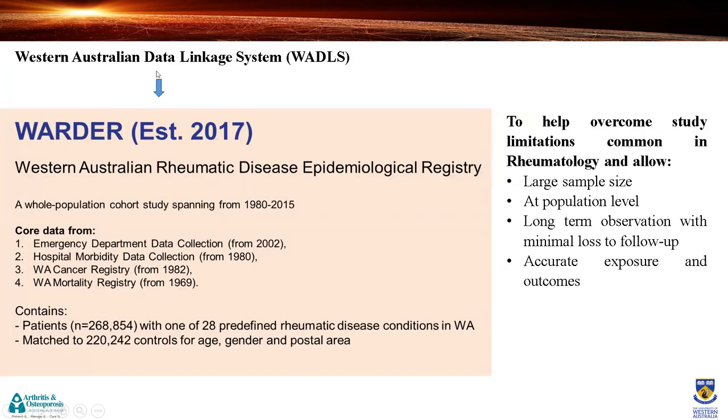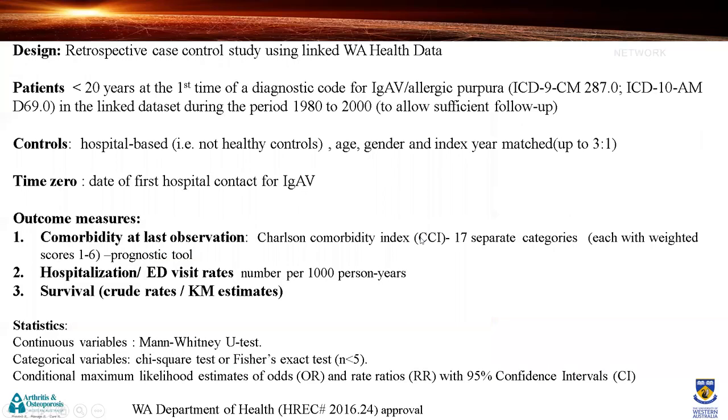We used the WA Data Linkage system to establish a Western Australian rheumatic disease registry containing data from 4 linked data sets from WA Health. And we included about 250,000 patients with at least one of 28 predefined rheumatic diseases to help us overcome the standard trouble with rheumatic disease research. That is, now we would have large sample size, longitudinal follow-up, and accurate outcomes.